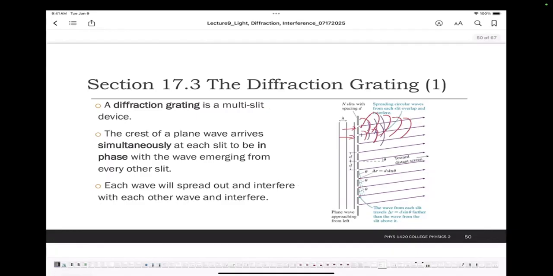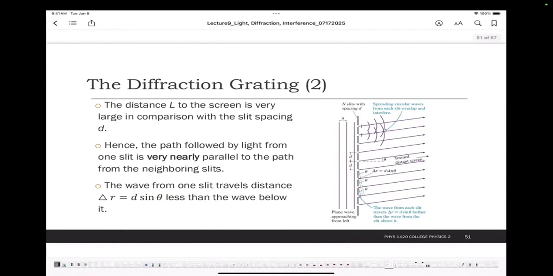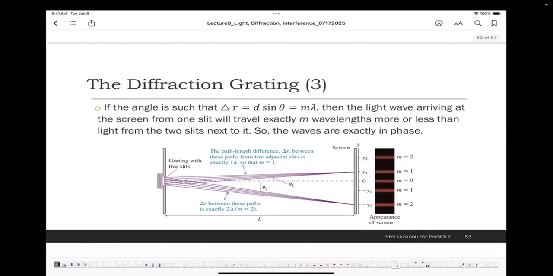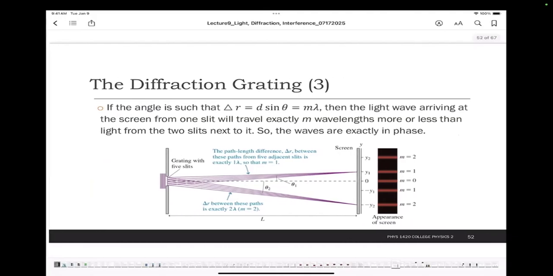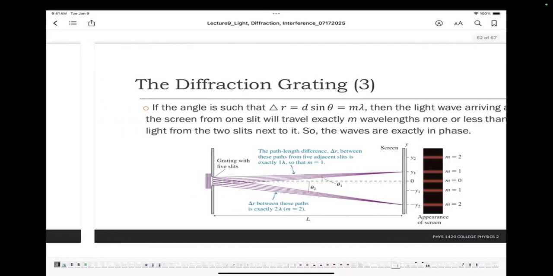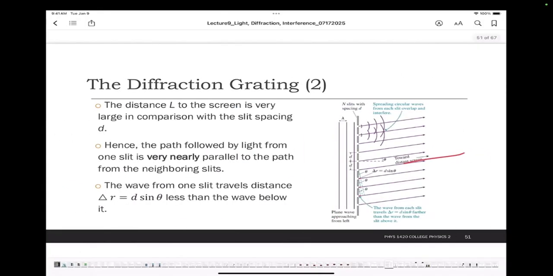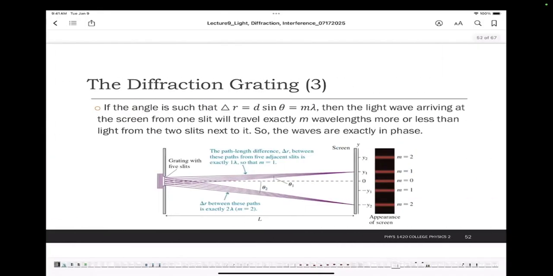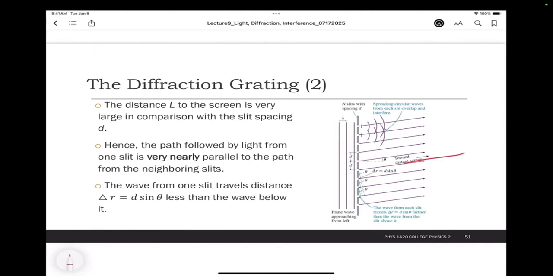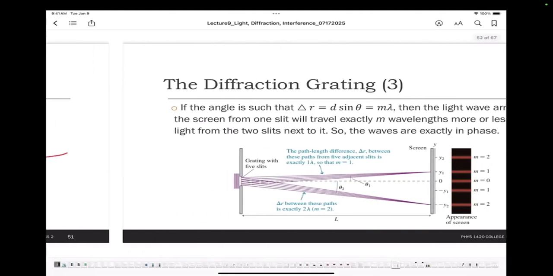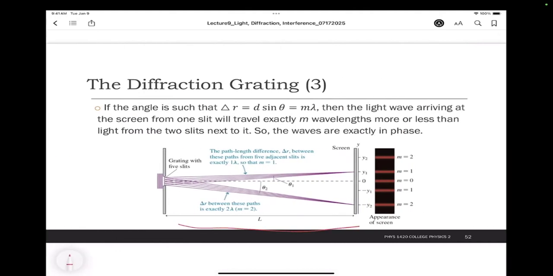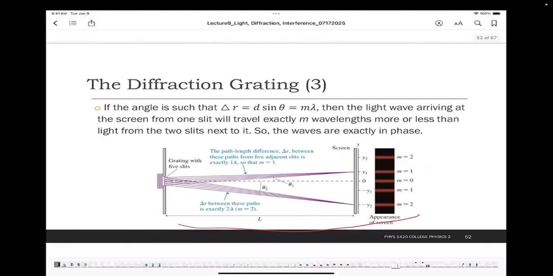So let's talk about how the interference works. Okay, the distance L to the screen. For example, here, I just need to put this image into these slides. I will change it later.